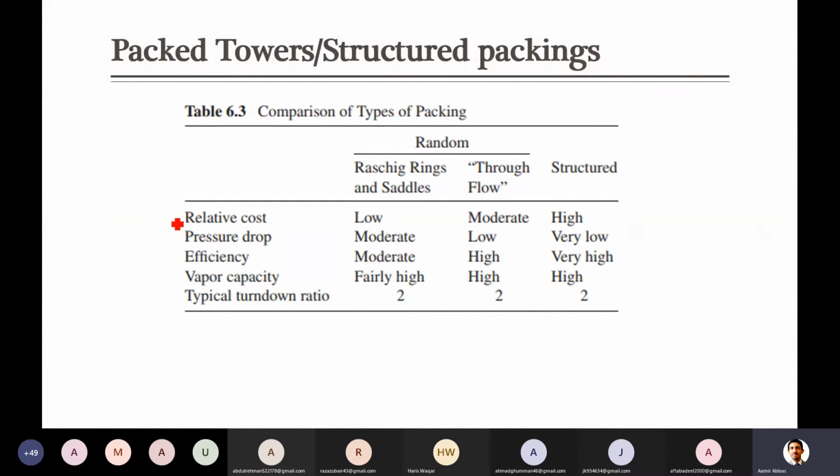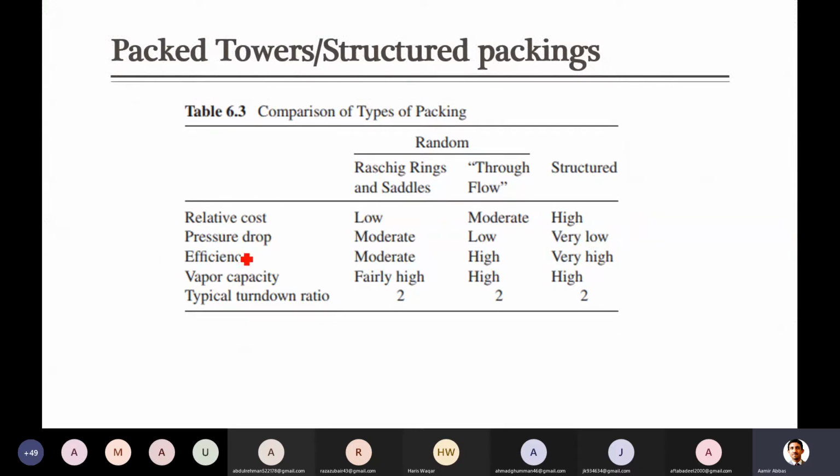When you look at the cost, relatively the first one, the Raschig rings, was low in cost because it was easy to make. You just have to make some solid structure and make holes through it, and that's it. They were not much sophisticated. When you do more work to open them, their cost definitely increases compared to the first case. And structured packings are costly because, in order to make them, it takes more time and more effort.